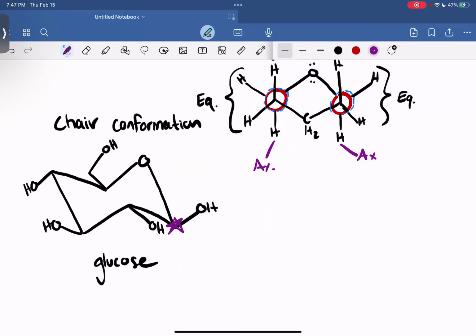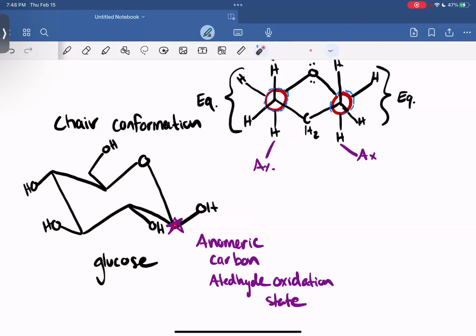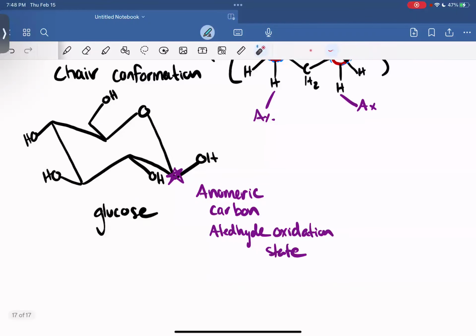And so let's write it. This is the anomeric carbon. It's important because it is in the aldehyde oxidation state, because it is bonded to two electronegative elements. And its alcohol can change from the equatorial position to the axial position, and it'll still be glucose.